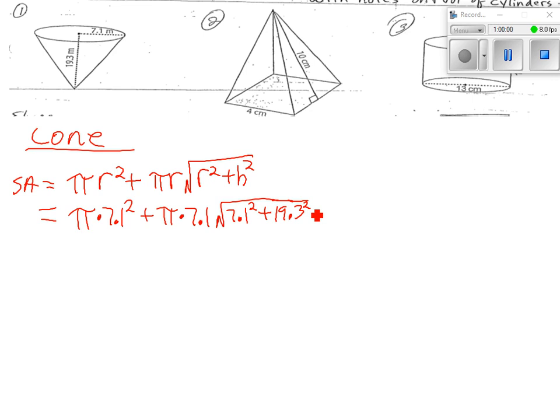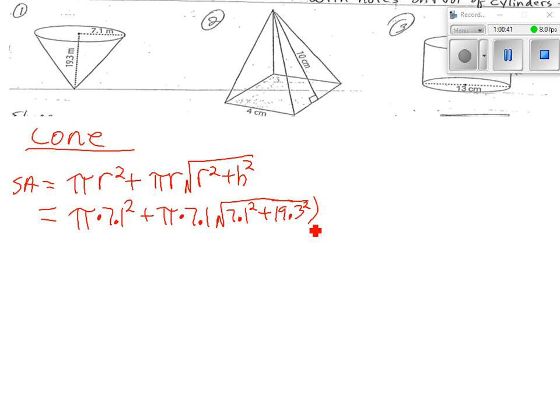I would type this in first. Square root, 7.1 squared plus 19.3 squared, and then close the parenthesis. And then hit equals. Has everybody got that answer on their calculator? I don't care what the answer is. So let me go over it again. Square root, 7.1 squared plus 19.3 squared, and then close the parenthesis. Hit equals. I don't care what that answer is, just keep it right there on your calculator.